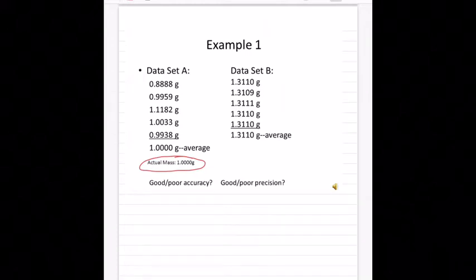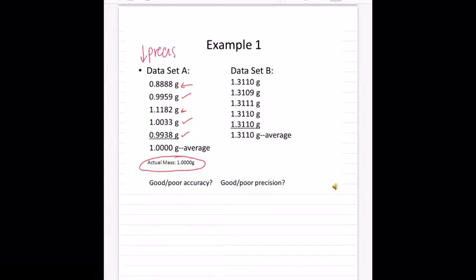So let's look at this data set A. That first one is pretty far off of 1 gram. This is closer, so that's a little bit closer. That one's way off. This one's a little closer, and this one's a little closer. So I'm going to say that data set A is low precision because none of them are close together. And I'm also going to say low accuracy.